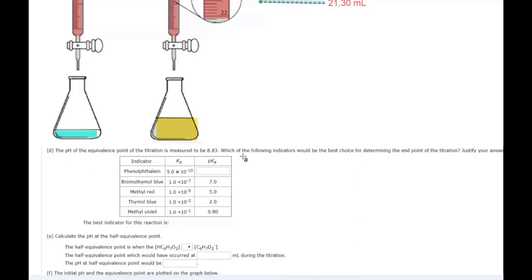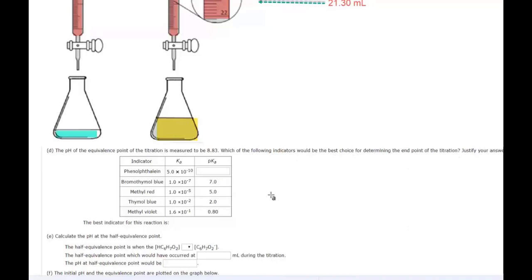We'd expect that. With a weak acid and a strong base, you end up getting an equivalence point that's slightly basic, because you've changed that weak acid into a weak base. And that weak base present is going to elevate the pH a bit. Now, which of the following indicators is the best choice for determining the endpoint of the titration?